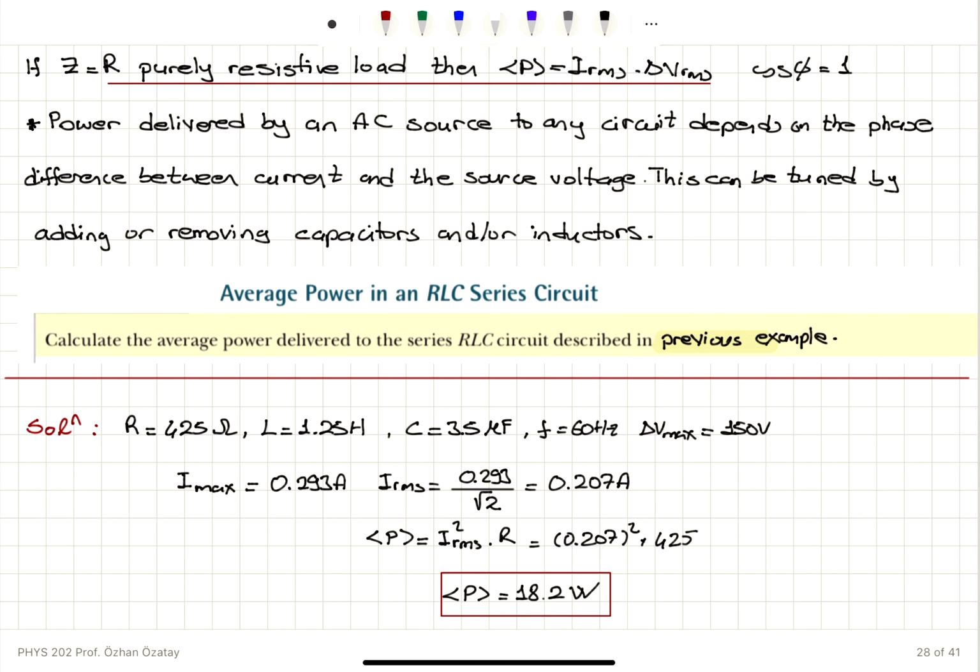If we apply this to the previous problem, where we have used these values and the maximum current was 0.293 amps, all we should do is calculate the RMS current, which is done by dividing the maximum value with square root 2, and then the average power is just I RMS squared multiplied with R. So this gives us our average power, 18.2 watts.